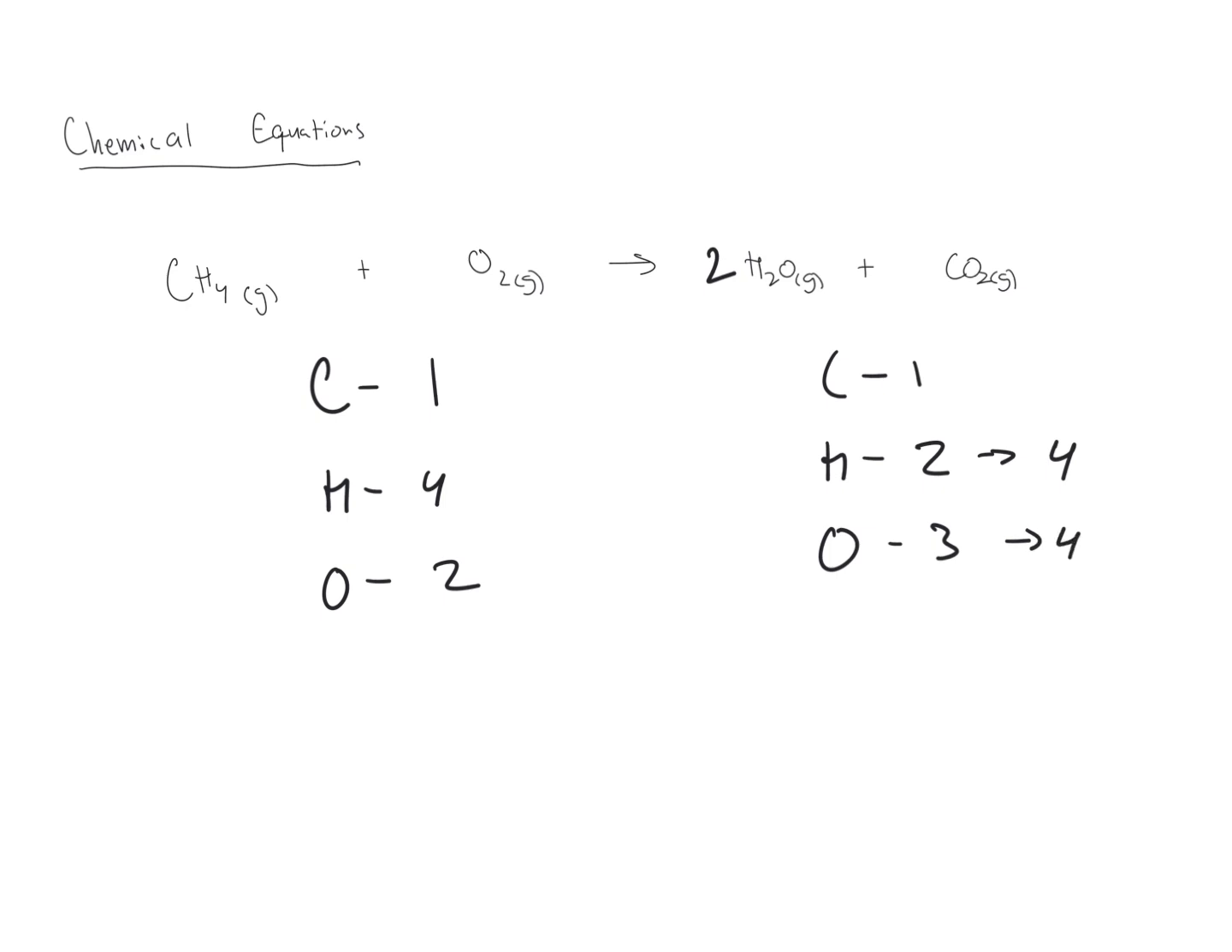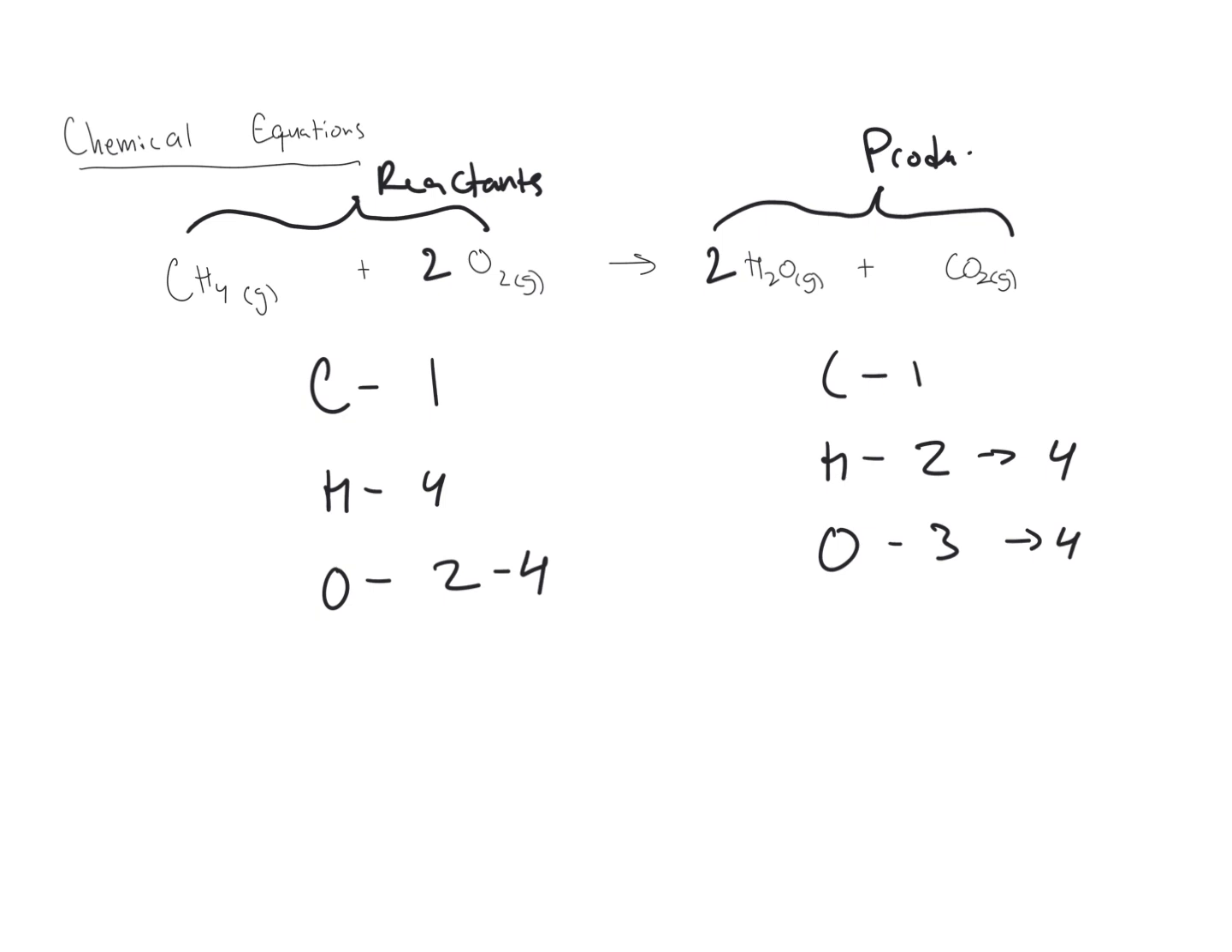And then on this side, all we need to do is add a 2 in front of that O2 to get us up to 4 oxygens. And so we should have 1 carbon, 4 hydrogens, and 4 oxygens. As a reminder, the start of a reaction, these are called our reactants. And afterwards, these are our products. And you always want to balance your equations with whole numbers. We don't want to be using fractions in most cases.